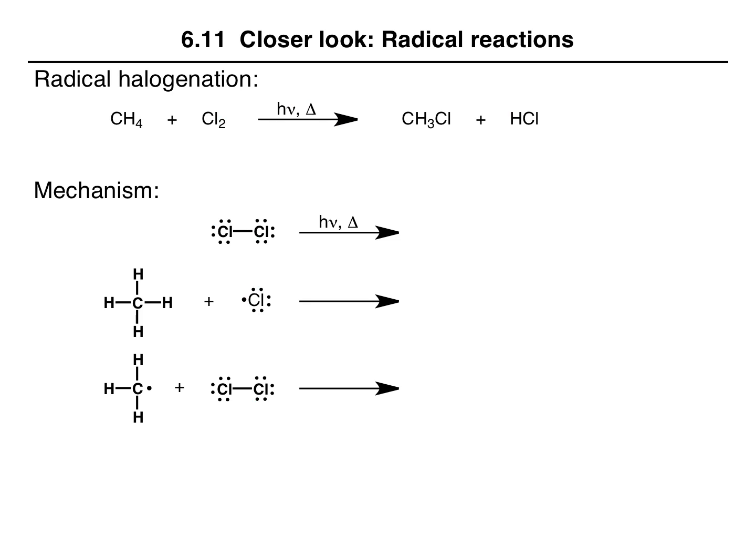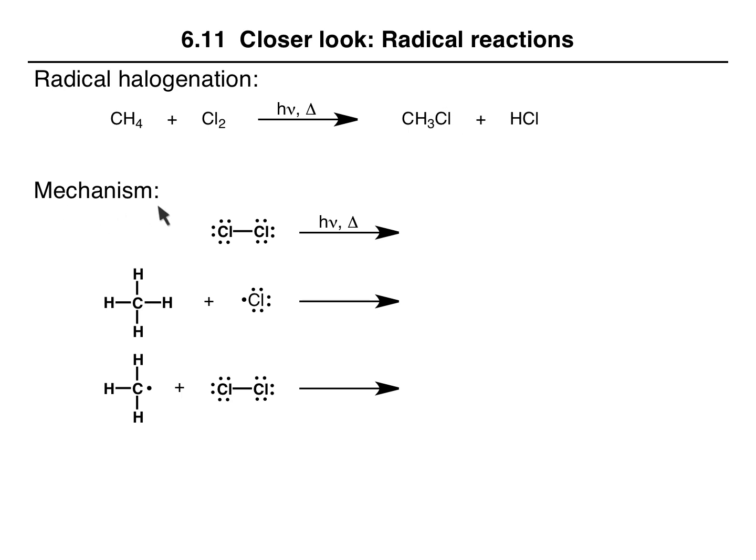Let's look at an example of a radical reaction. And here we're looking at a radical halogenation. This is the chlorination of methane. So here's the overall reaction. We have methane can react with molecular chlorine in the presence of light and heat to form chloromethane and HCl. So overall, this is a substitution where 1 hydrogen is replaced by a chlorine.